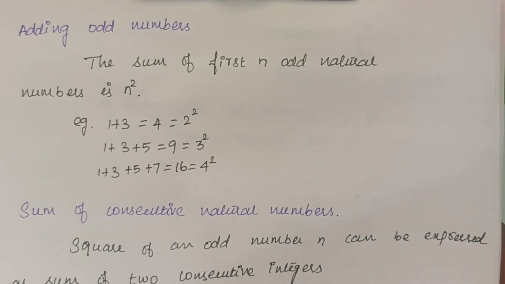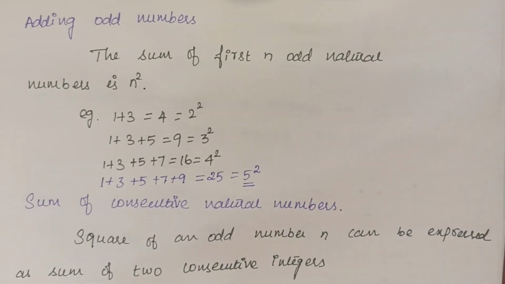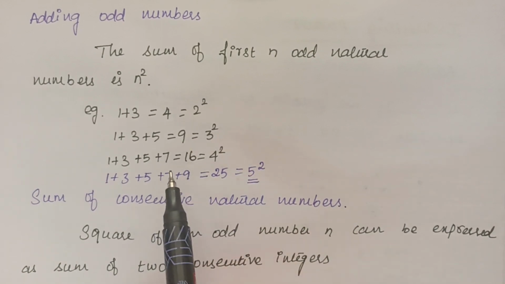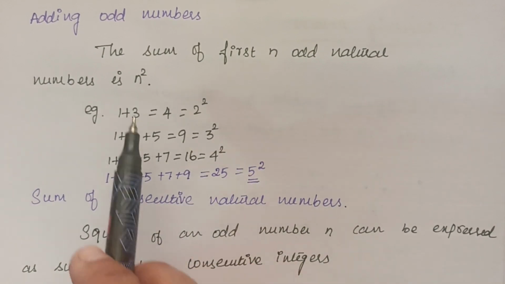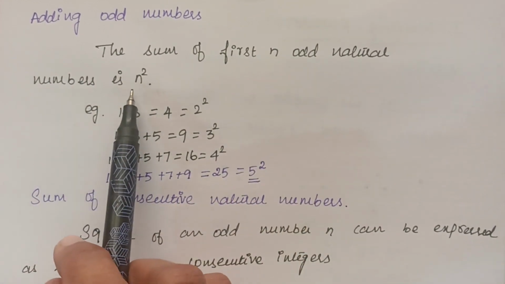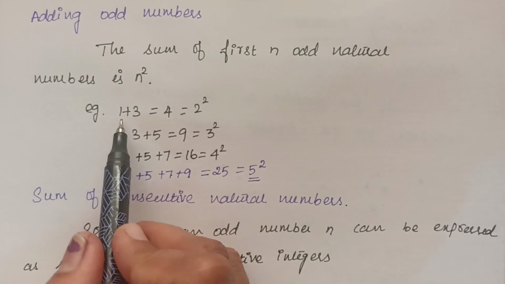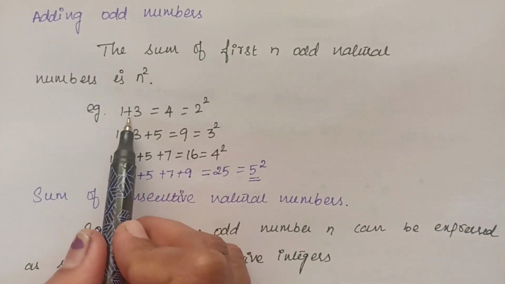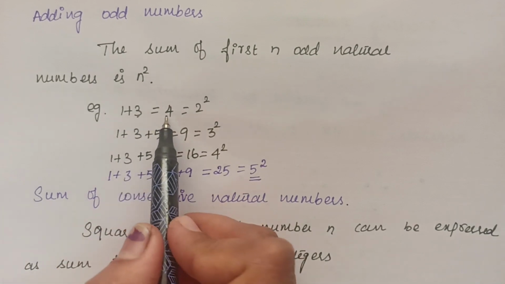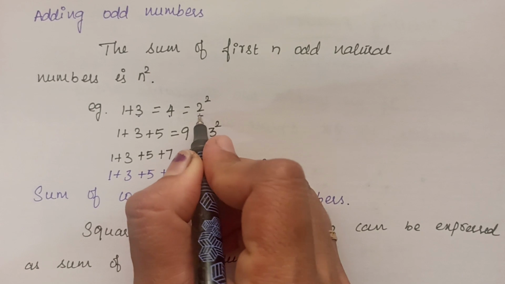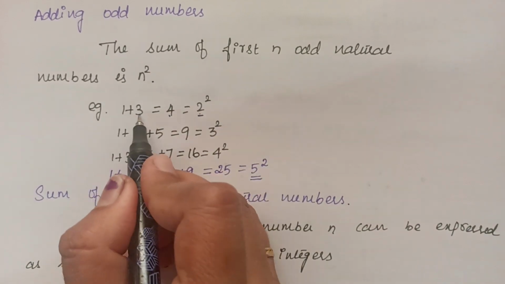And next one is adding odd numbers. When we add the odd numbers, the resulting number will be a square number. We can say the sum of the first n odd natural numbers is n square. Here 1 plus 3, there are two odd numbers. So the sum of these two numbers is 4. So we can write 2 square.